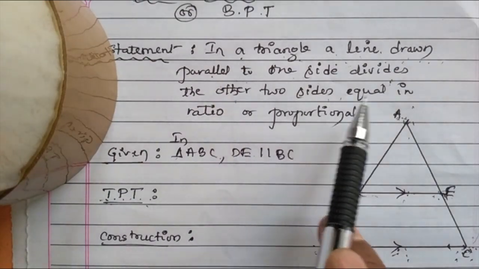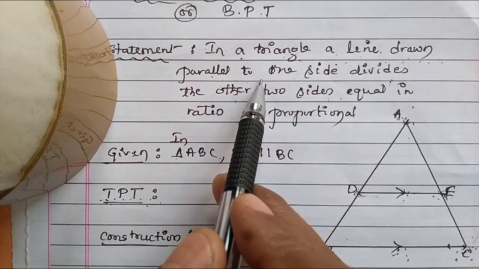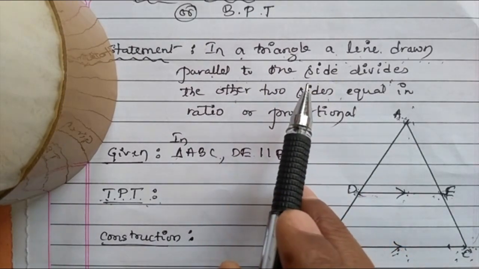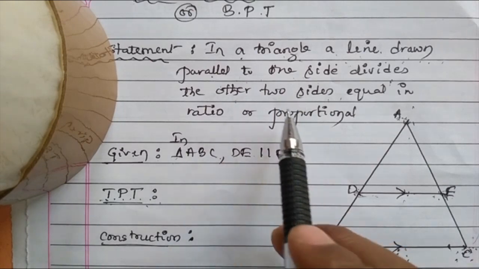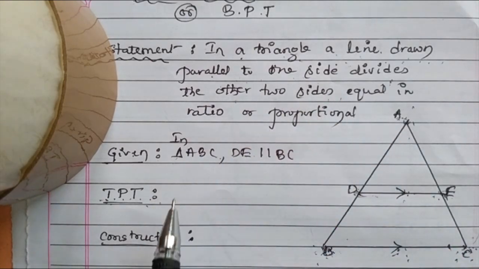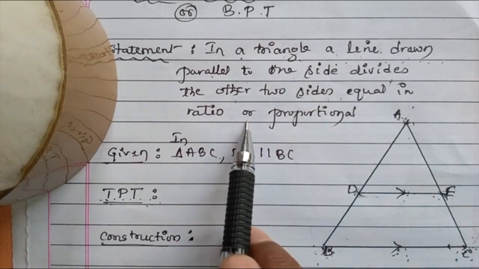Divides the other two sides in equal ratio. That comes under proof. Almost half of the statement has been given. The result is what you get if you do something on the given diagram, and that is what we have to prove. What to prove? It divides the other two sides in equal ratio.